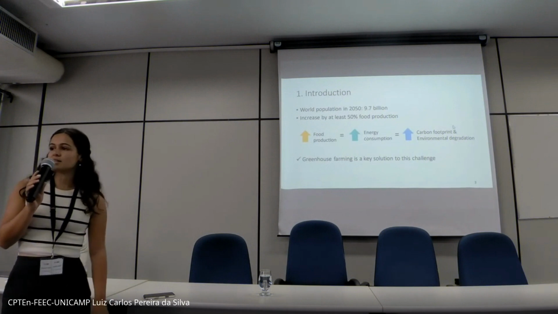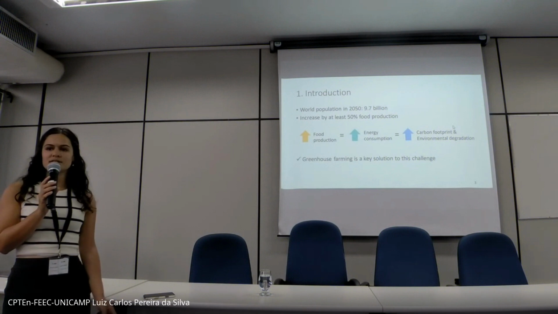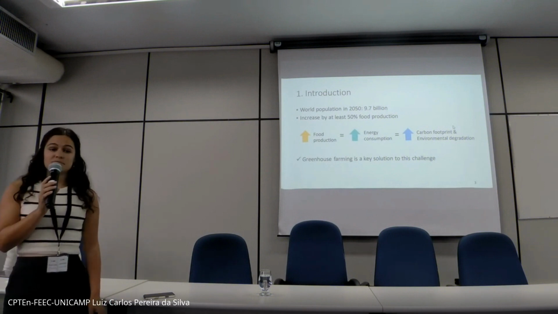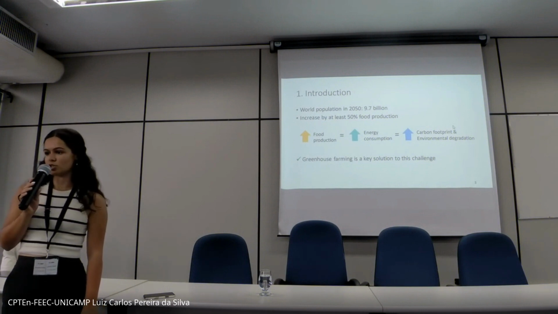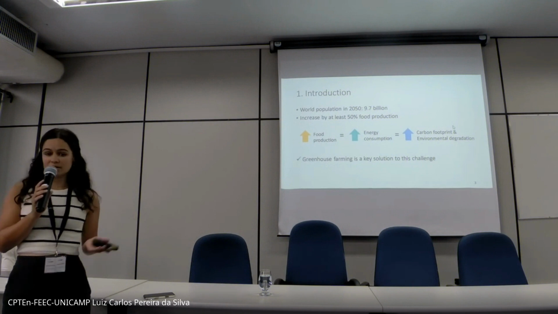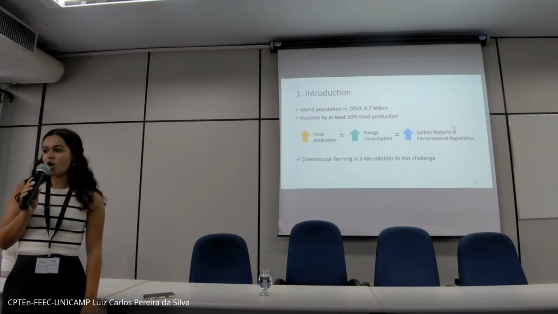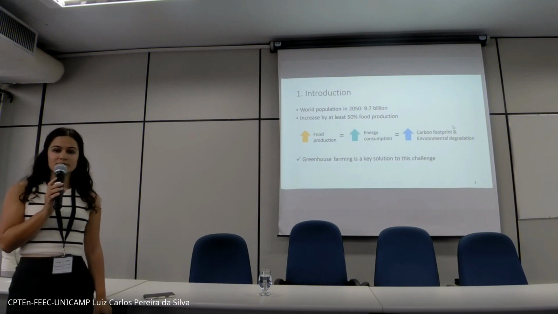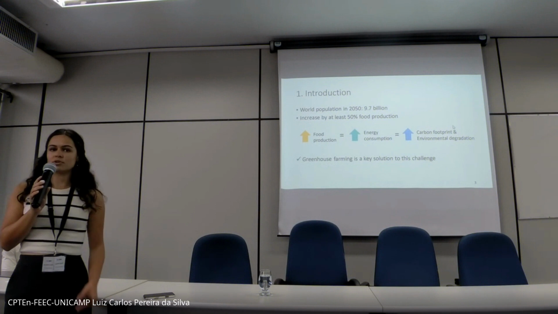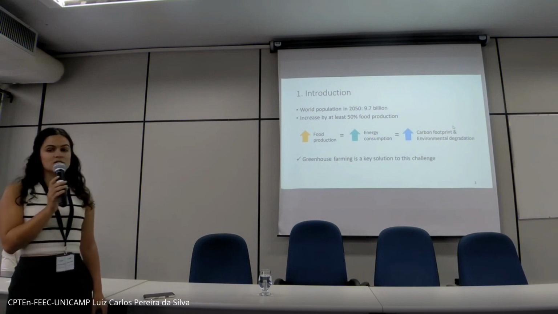So by 2050, the world's population is approximately going to reach 9.7 billion people. This means that it will have a major increase by at least 50% of the food production. Having an increase in food production means also an increase in energy consumption and an increase in carbon footprint and environmental degradation. Also, we will lack the number of fields to produce food, and also in certain parts of the world, it's not possible to produce food year-round or just produce food at all. So greenhouse farming is a key solution to this challenge.